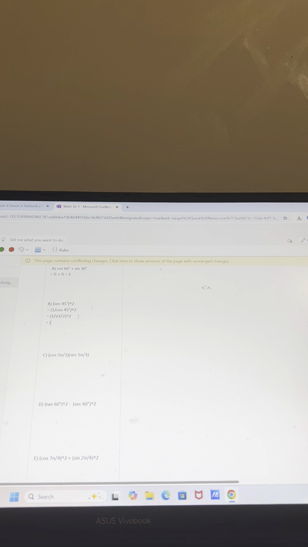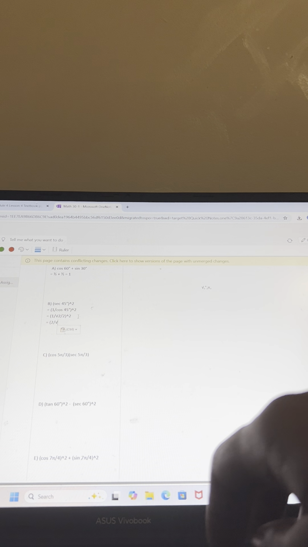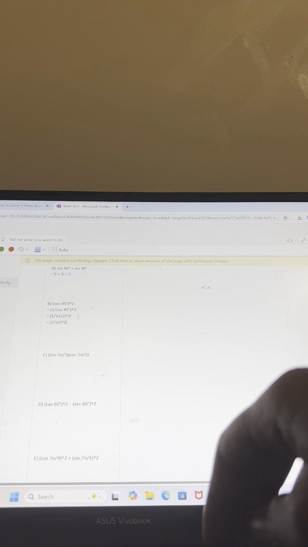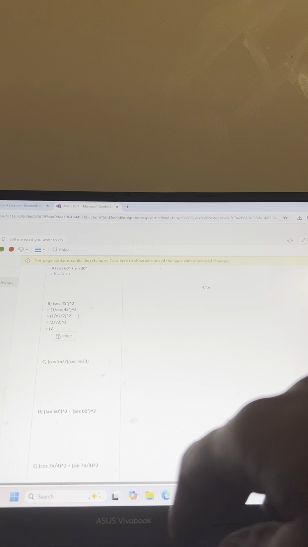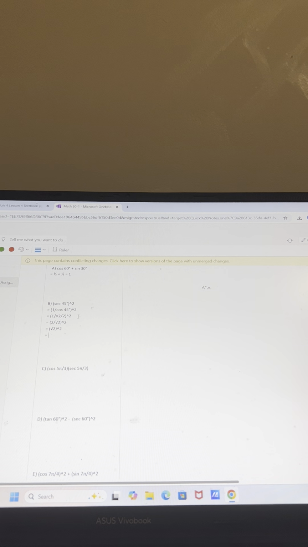So if we simplify it, we're going to get 2 over square root of 2 and then squared. And we want to rationalize this because the denominator can't have a square root. So if we rationalize it by multiplying by square root of 2, we're just going to get square root of 2 and then squared. And square root times square is going to equal the original number. So this is going to equal 2. And that's it for B.